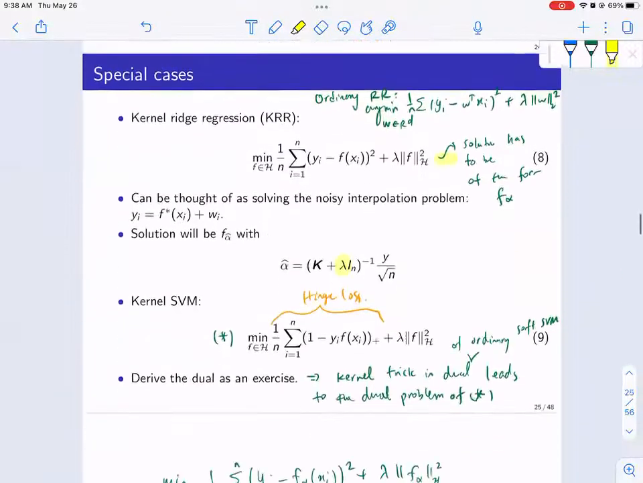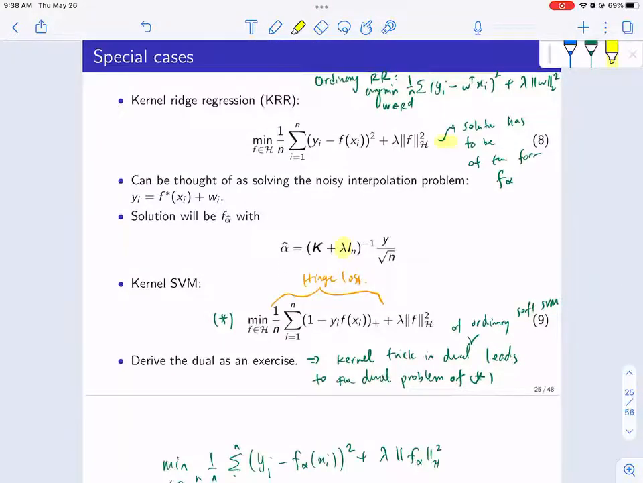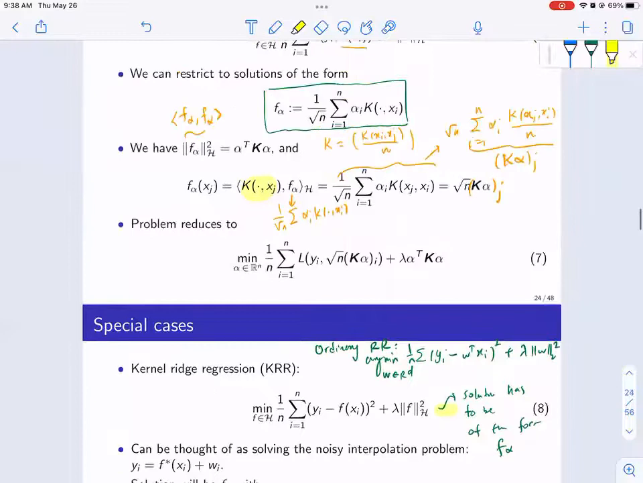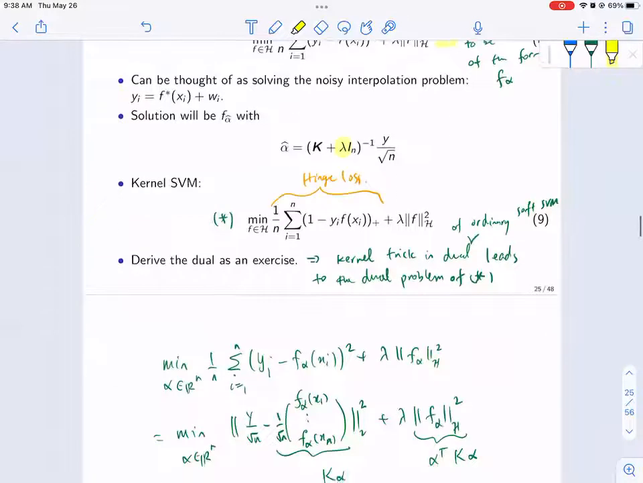In particular, if you do it for kernel ridge regression, once you try to solve that, there's a simple solution, which is given here, alpha hat. And once you have the alpha hat, you can plug it into this, and you get a full functional estimator. And you can do the same with the hinge loss. There won't be a closed form solution, but you can reduce it to a finite dimensional problem.